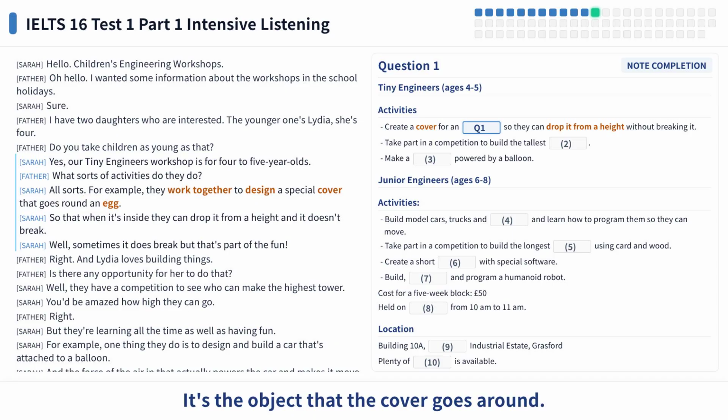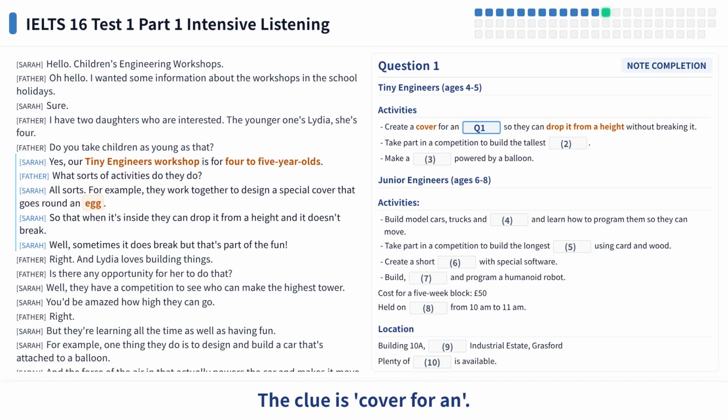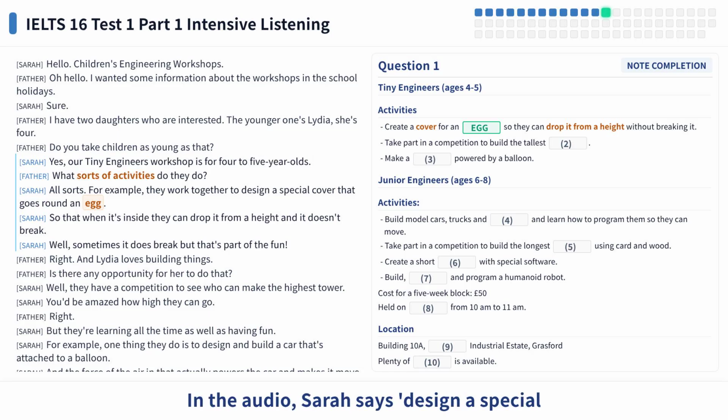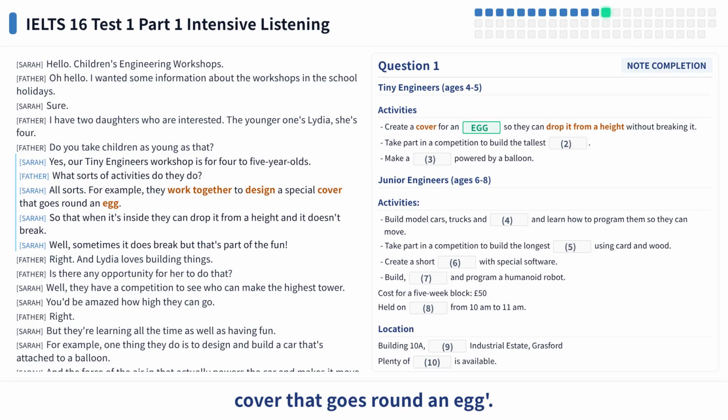Question 3 asks, make a what powered by a balloon? The words before the blank are make a, and after it is powered by a balloon. So we need a noun here, a type of vehicle. The clue word is powered by a balloon.